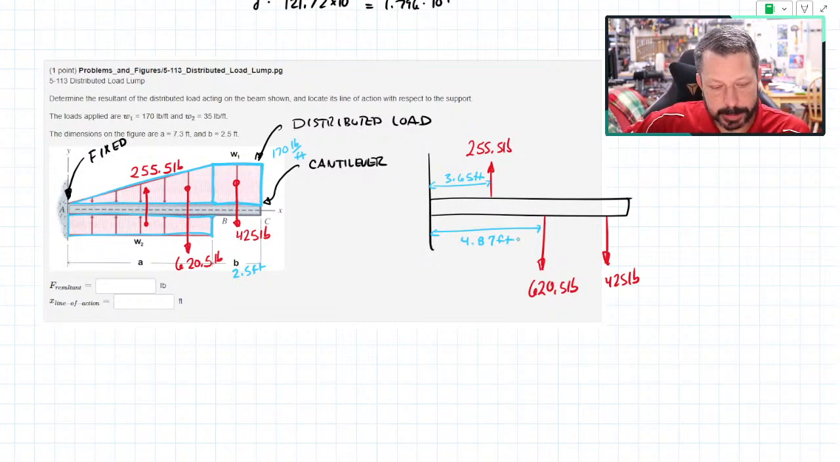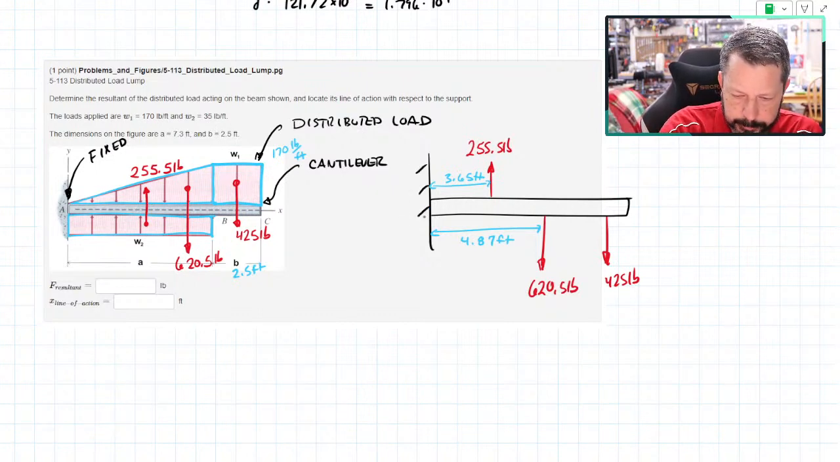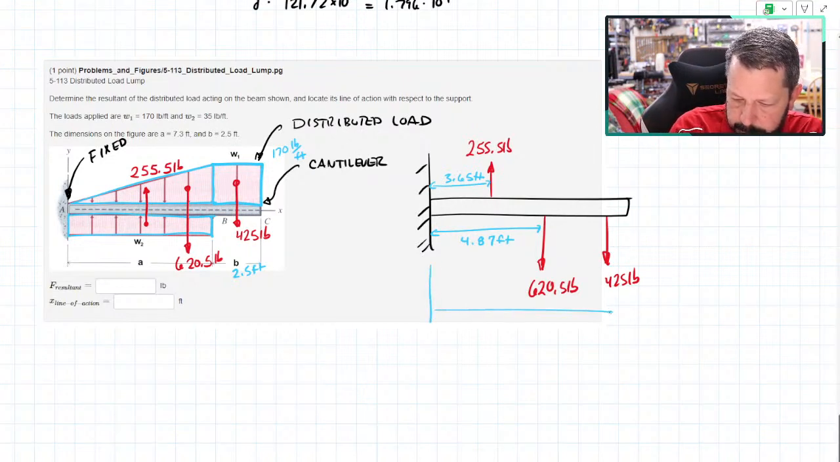And then the last one is the 425. It is from a rectangle, so half of B is 2.5 divided by 2. But I'm measuring everything from the wall, so the wall over here. So I'm going to add 7.3. And this distance is 8.55 feet.